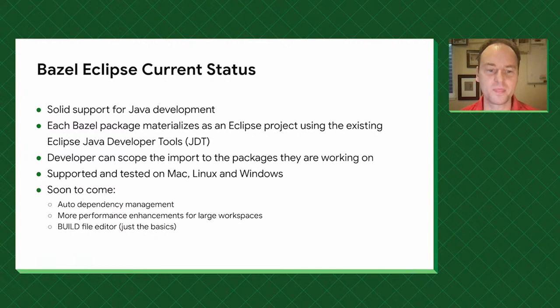We're also happy to say that we support Windows, and it's a first-class citizen with our support along with Mac and Linux. At this point, we have parity with Maven, and what we're working on next is performance improvements for very large workspaces. We're also going to add some features for making build file editing a little bit better. But the last major feature that we're really excited about is what we call auto dependency management. We have most of this already in place, but we just need to put it all together.